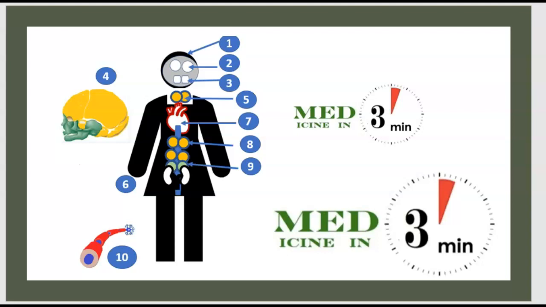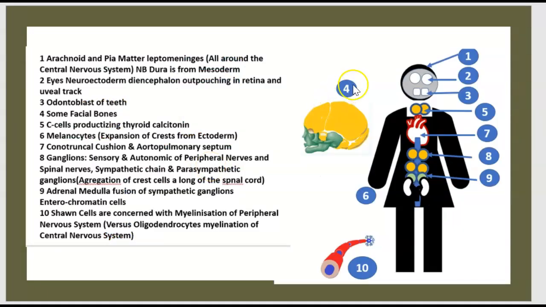Crest cells make C cells, the parafollicular calcitonin cells in the thyroid. Odontoblasts of teeth, conotruncal cushion and aortopulmonary septum. A neuroectoderm from the neural tube. Number 1: arachnoid and pia mater, the leptomeninges, all around the central nervous system.